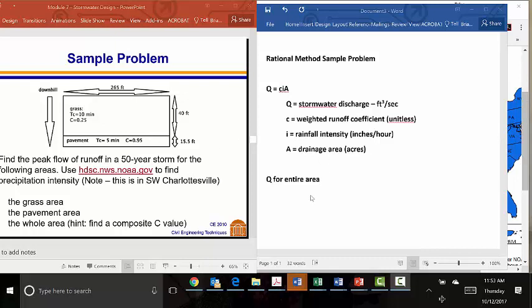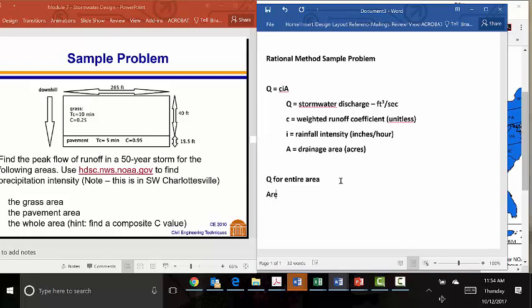So for this, you could obviously do this just for the grassy area, or just for the pavement area. Let's make it more complicated, or as complicated as we can get for this problem, and look at it for the entire site. So the first thing we want to do is look at our runoff coefficient, and we want to do a weighted runoff coefficient. So in this case, the C, well first actually let's quickly calculate area.